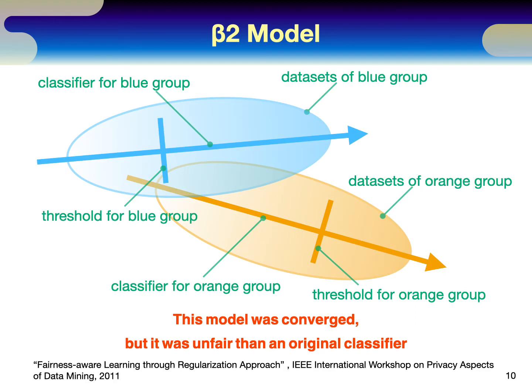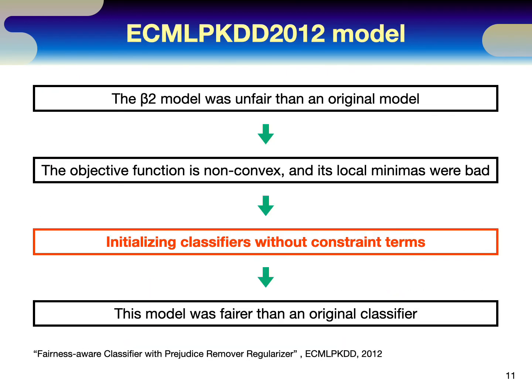In the second model, classifiers are built for each group. This model converged, but it was less fair than an original classifier. This was because the objective function is non-convex, and its local minima were bad. Though I tried to improve the optimization methods, they did not work well.